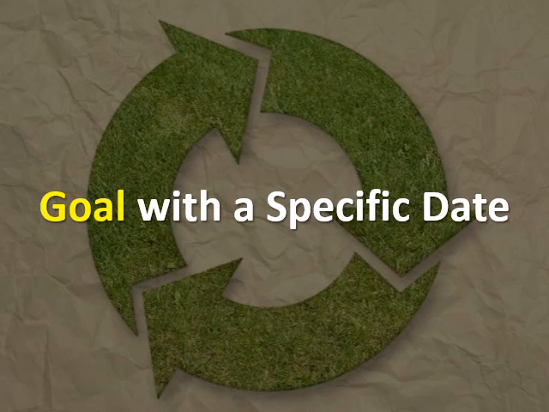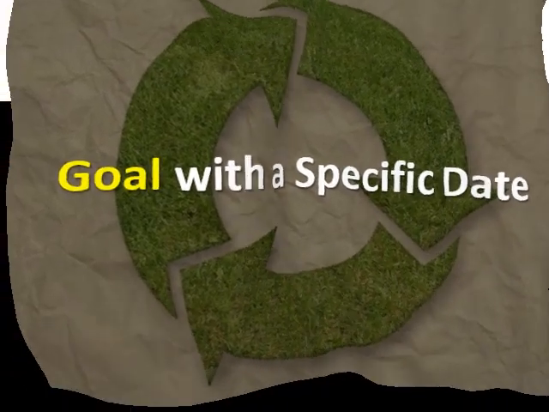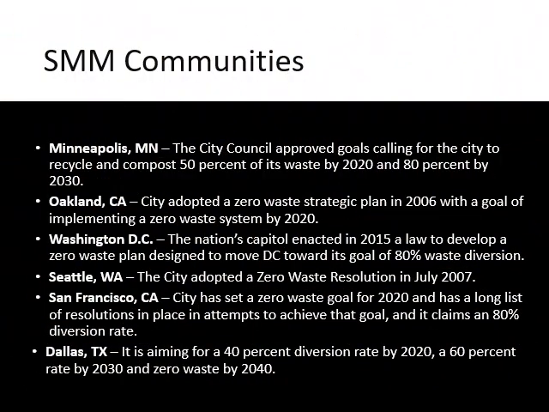So we're going to talk first of all about our goal with a specific date. What have other communities done? I have two slides here about communities that have implemented or identified or adopted strategic goals for their community. Minneapolis said that they were going to recycle and compost 50% of its waste by 2020, 80% by 2030. Oakland, back in 2006, set a goal of implementing a zero waste system by 2020.